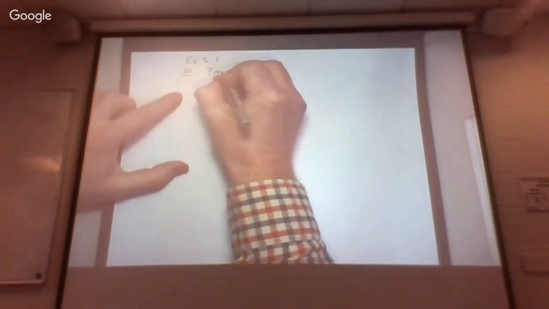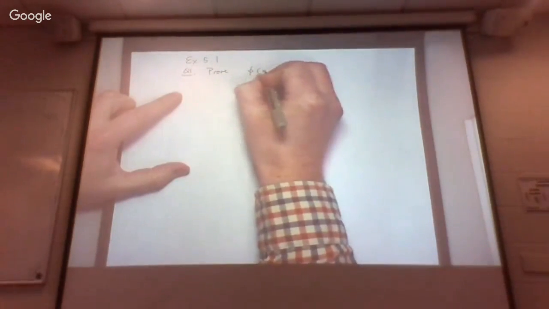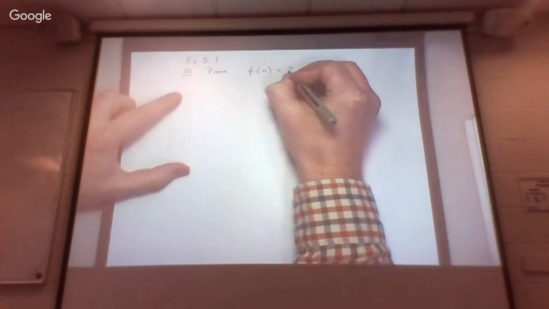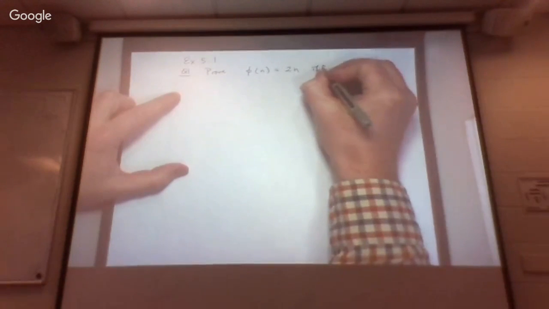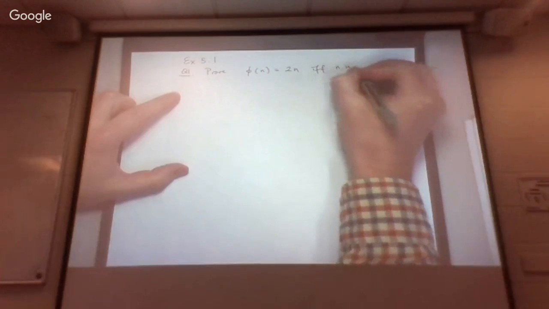So the first one, question 1, is to prove that phi of n is equal to phi of 2 times n if and only if n is odd. Okay? So we want to prove that phi of n is equal to phi of 2n if and only if n is odd.